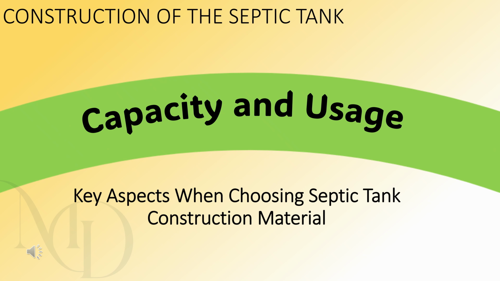Finally, capacity and intended usage matter. A large household may require a reinforced concrete or masonry tank to handle the volume. For industrial or chemically aggressive wastewater, FRP or stainless steel may be more suitable. Matching the tank to both household size and waste type ensures long-term performance.